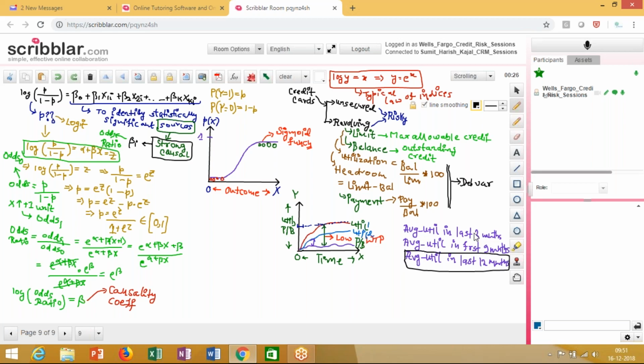Now, if a borrower is gradually starting to default, one thing can be that he is consuming more credit. So when an average utilization analysis is being done, what you generally do is you say, okay, the average utilization in the last 3 months has suddenly shot up relative to the first 9 months.